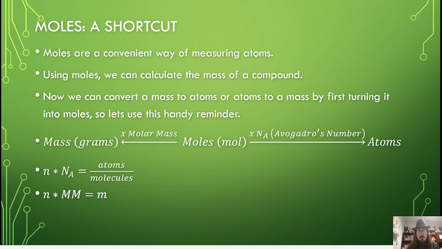So for moles, if you multiply moles by molar mass, you get grams. But if you multiply moles by Avogadro's number, we get atoms. Rewriting them as two equations, you see little n is our moles, times Avogadro's number gives you atoms or molecules. And if you do n times molar mass, you get the mass. I put it as little m.